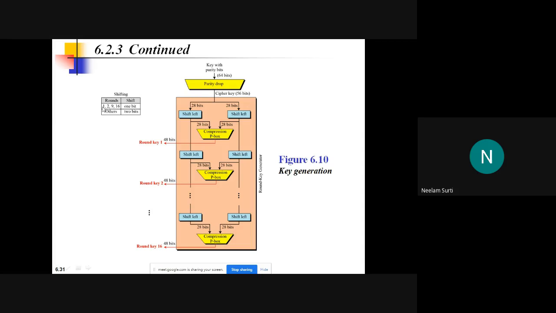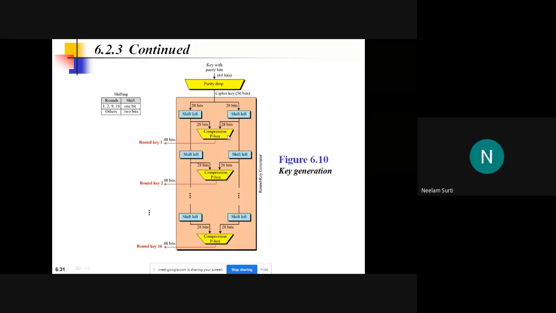If it is round number 1, 2, 9, or 16, the number of left shifts is 1 bit. So 1-bit left shifting is done in rounds 1, 2, 9, and 16. In all the other rounds, we have to do 2 bits, which means left shifting has to be done twice. So for key generation in rounds other than 1, 2, 9 and 16, we do left shifting 2 times. If it is round number 1, then left shift this 28 bits, the left and right 28-bit halves, by one.